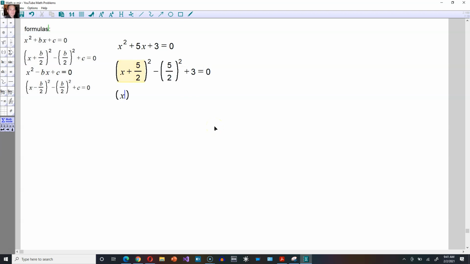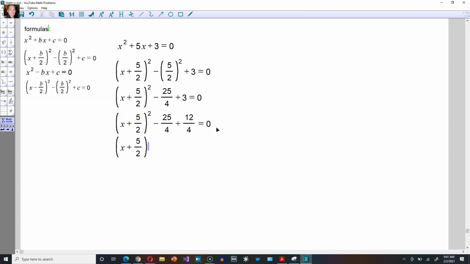Now we simplify this. It's going to be x plus 5 divided by 2, quantity squared, minus 25 divided by 4, and then plus 3 is equal to 0. Next, we have x plus 5 over 2 quantity squared, and then you have to combine the two values there. So it's going to be minus 25 divided by 4, and write the 3 there as 12 divided by 4, and set this equal to 0 still. Next, x plus 5 over 2 quantity squared, and minus, and then 25 minus 12 will give you 13, you keep that over 4, set that equal to 0.